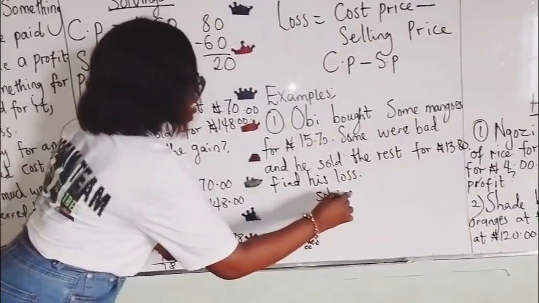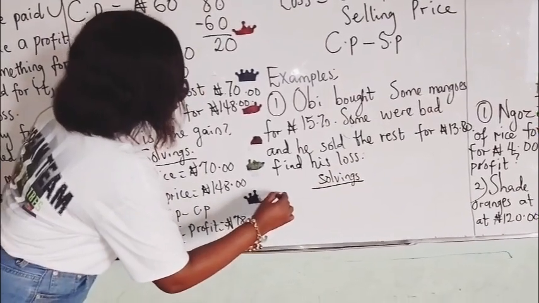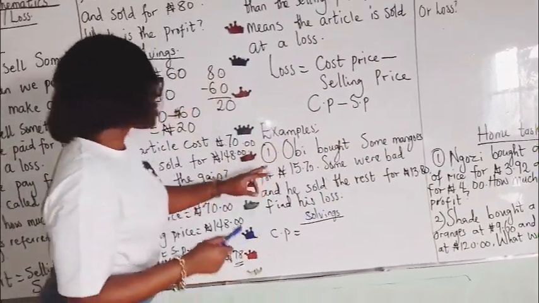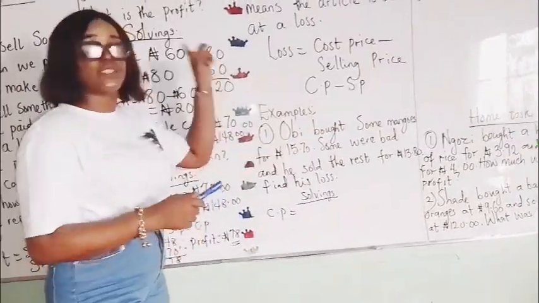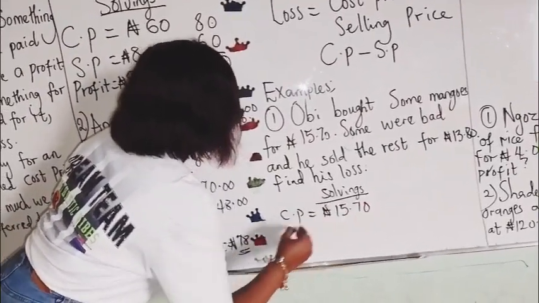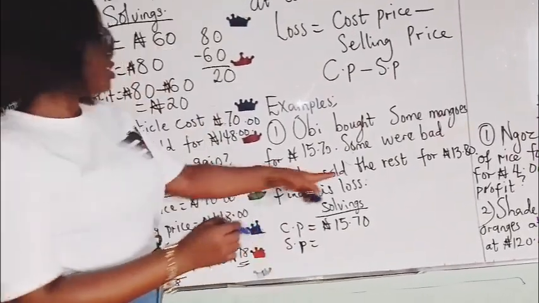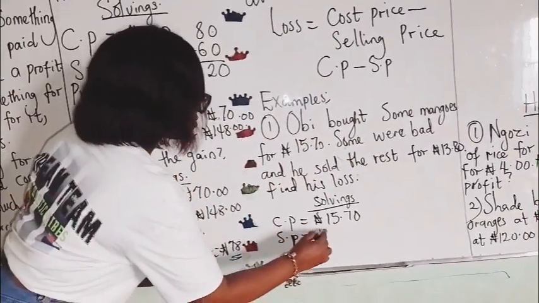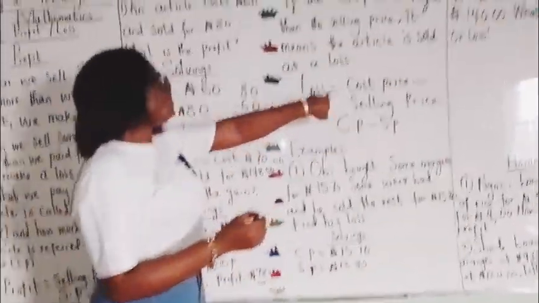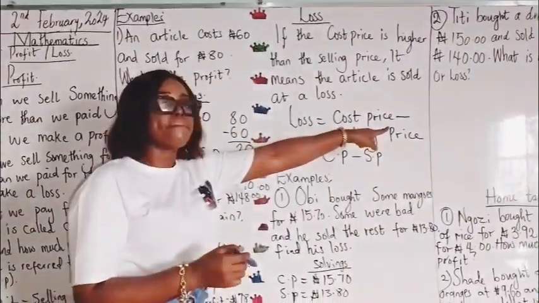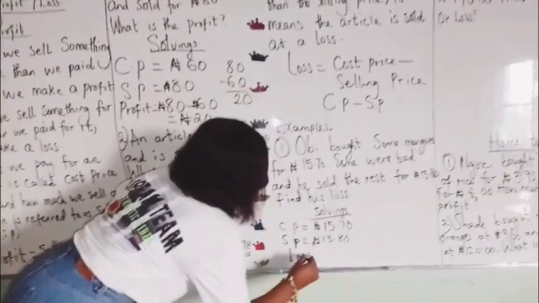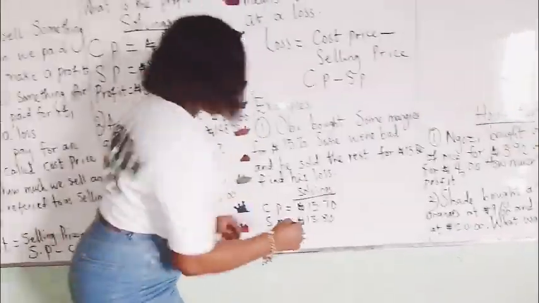Same thing. Bring out our data. I have the cost price, which is what he bought for. That's the buying price over the cost price. 15 naira 70 kobo. And I have the selling price here, which is 13 naira 80 kobo. Don't forget, the formula for finding loss is cost price minus selling price, because the cost price in the case of loss is actually higher. It's always higher than the selling price.